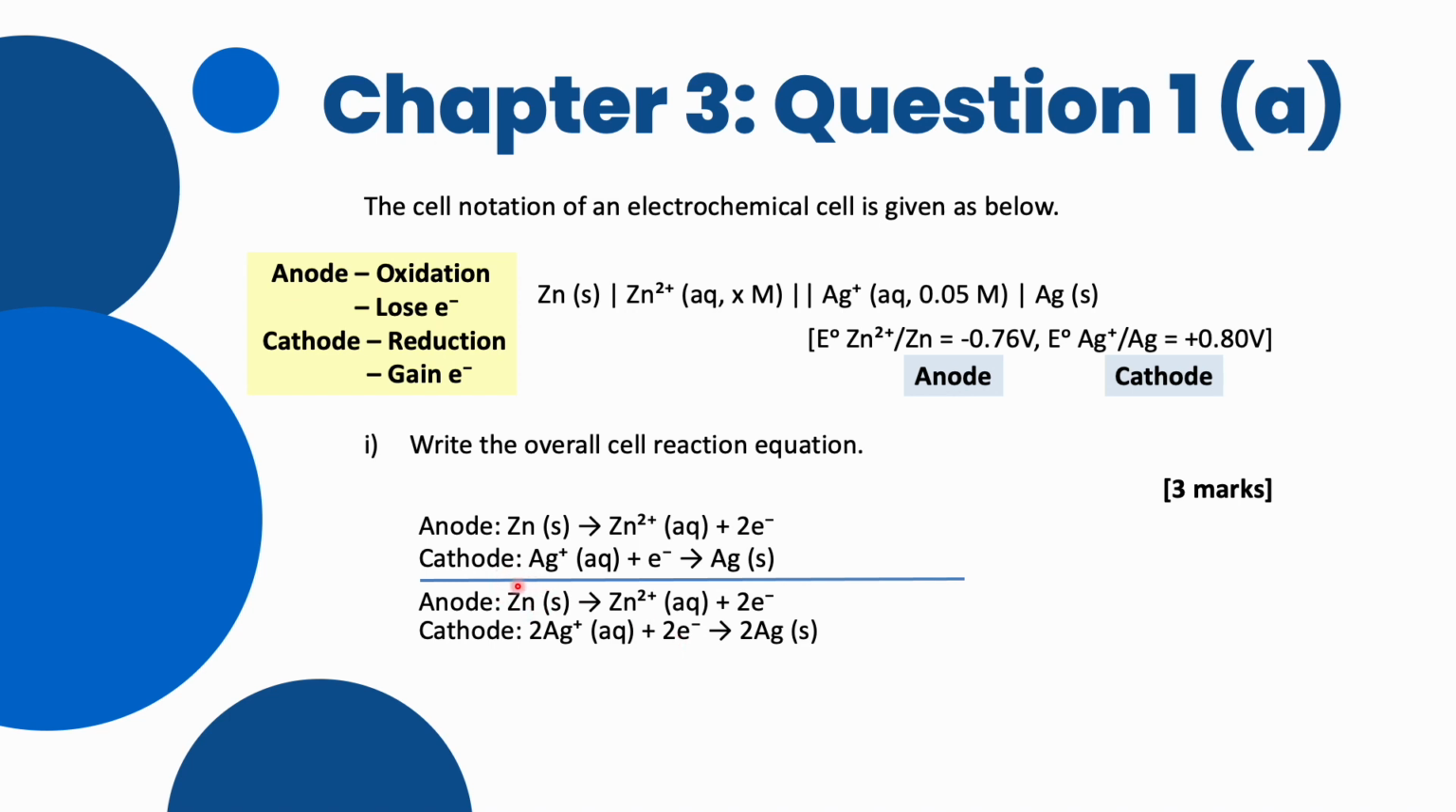Again, the reactant side must combine, and the product will combine to form the equation at the product side. So for the overall equation, we will have zinc solid plus 2Ag+ aqueous to form Zn2+ aqueous plus 2Ag solid. So that is for question 1 Roman.